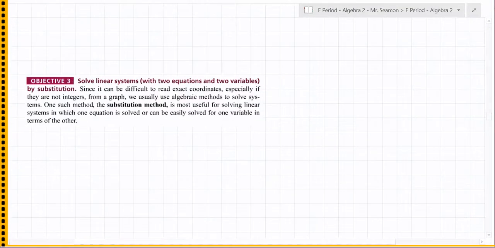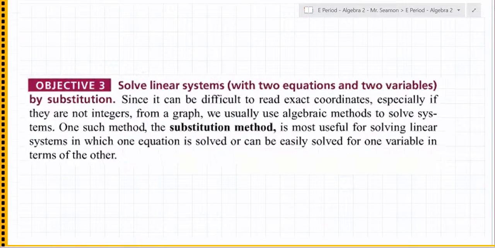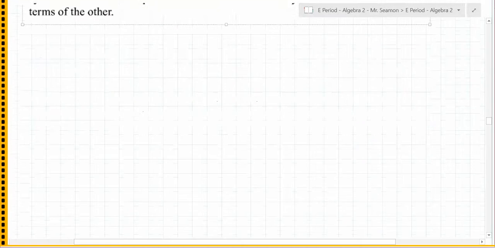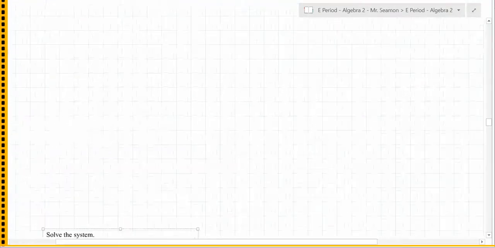So graphing is our first method, but we need other methods. We'd like methods that are not as inaccurate. We would love methods that are accurate. Perfect. We love methods that would give us exact answers. So we're going to solve linear systems by substitution. How many people have done substitution before? Substitution is fun.